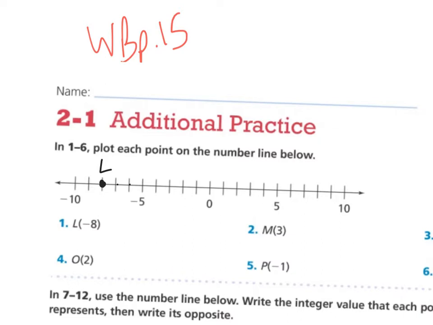Similar idea, if we have M is point at 3, that'd be to the right of 0. We go 1, 2, 3. Put a dot there, and that would be point M. Number 4, O is at 2, so that would be just to the left of the M. And then number 5, P is at negative 1. That would be just to the left, 1 notch to the left of 0 would be point P. Okay, I skipped a couple of them over there. We didn't do 3 or 6, but it'd be the same idea for those.